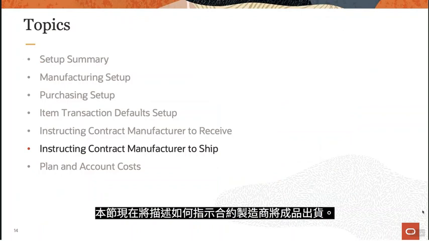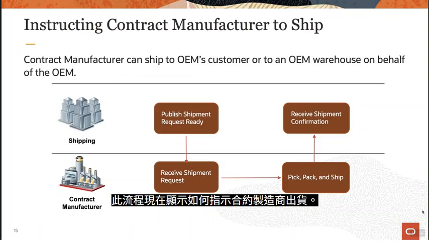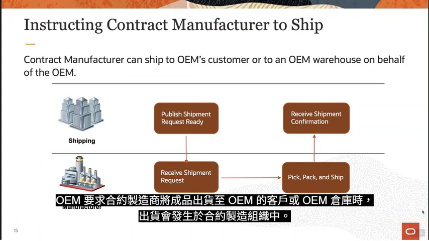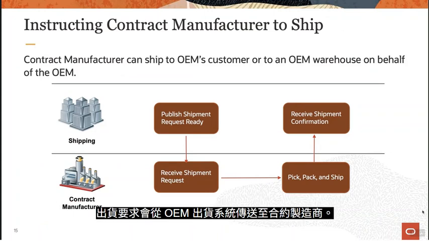This section will now describe how to instruct the contract manufacturer to ship the finished goods. This flow now shows how to instruct contract manufacturers to ship. Shipment happens in the contract manufacturing organization when the OEM requests the contract manufacturer to ship the finished goods either to an OEM's customer or to an OEM warehouse. The slide displays the details of the process that is used to instruct the contract manufacturer to ship the goods.